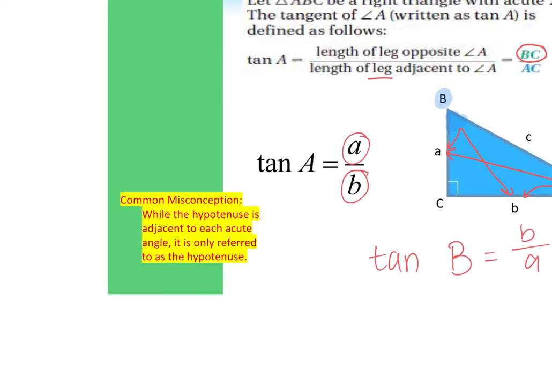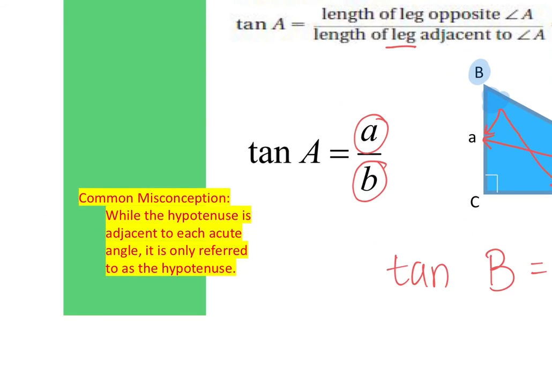Now, this is the common misconception. We already talked about it, okay? Well, the hypotenuse, I agree, is adjacent to your acute angles, right? It is not going to be used in tangent because when we say adjacent to the angle, we mean the leg that's adjacent, not the hypotenuse. Hypotenuse, if it's going to be used, will be specified that it will be used, okay?